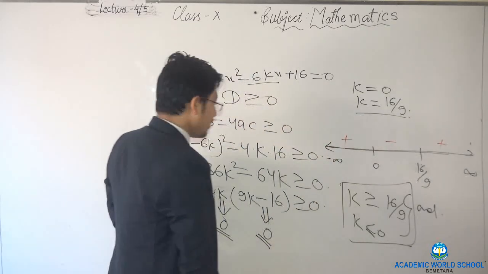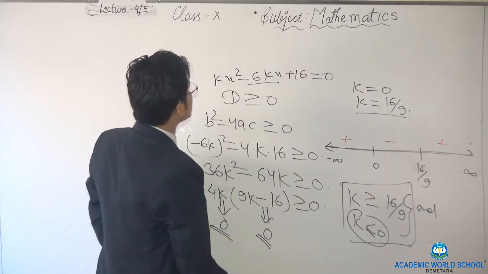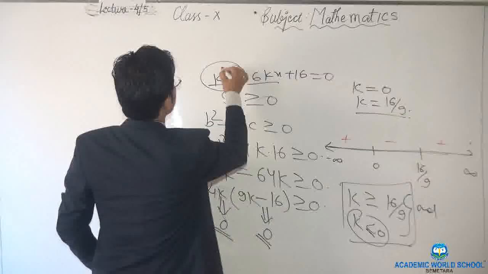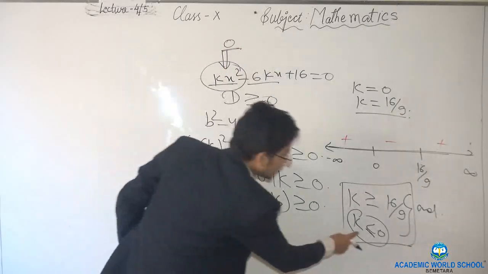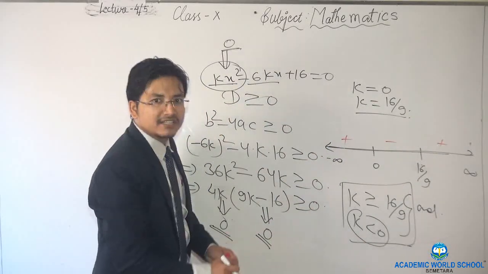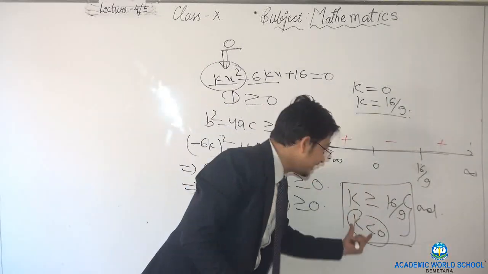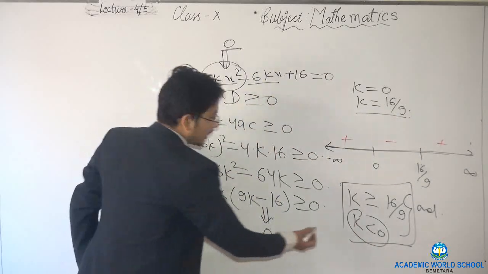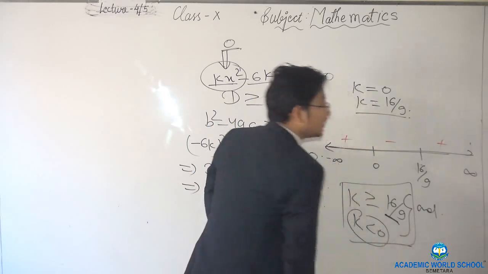We can take 0? How can we take k is equal to 0? If k is equal to 0 over here, then this value will become 0. So I am not going to take k is equal to 0, and that is why we are going to exclude this sign. That is what I always tell you, that after finding the value of k, we have to check the value of k. So that is why k should be less than 0 and k should be greater than or equal to 16 upon 9.